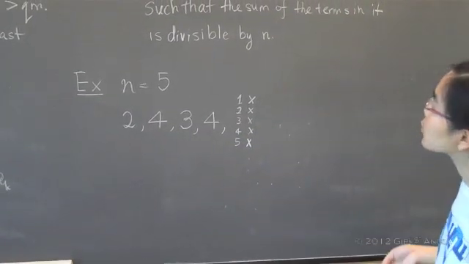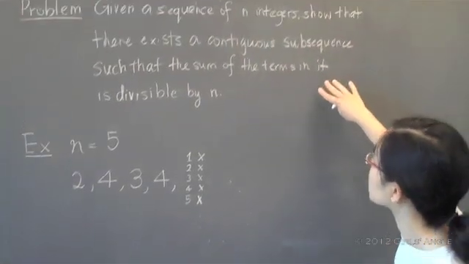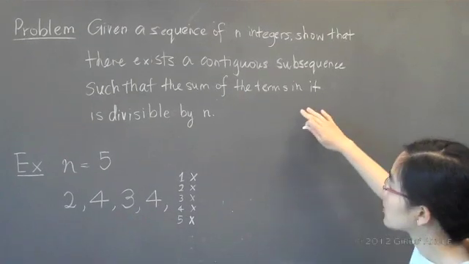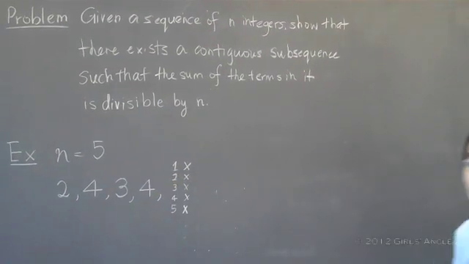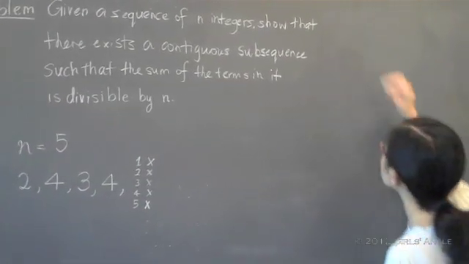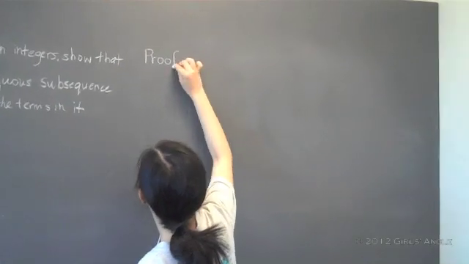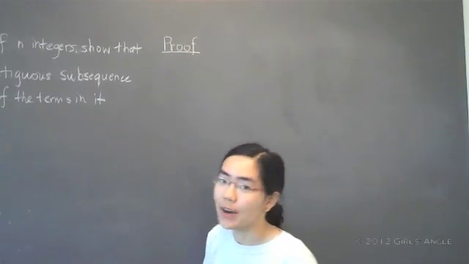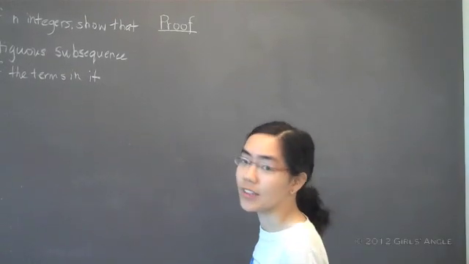So let's now prove that indeed there will always exist a contiguous subsequence such that the sum of the terms in it is divisible by n, not only for n equals to 5, but for any n in general. You might want to pause the video at this time to try to solve the problem for yourself before looking at the proof.